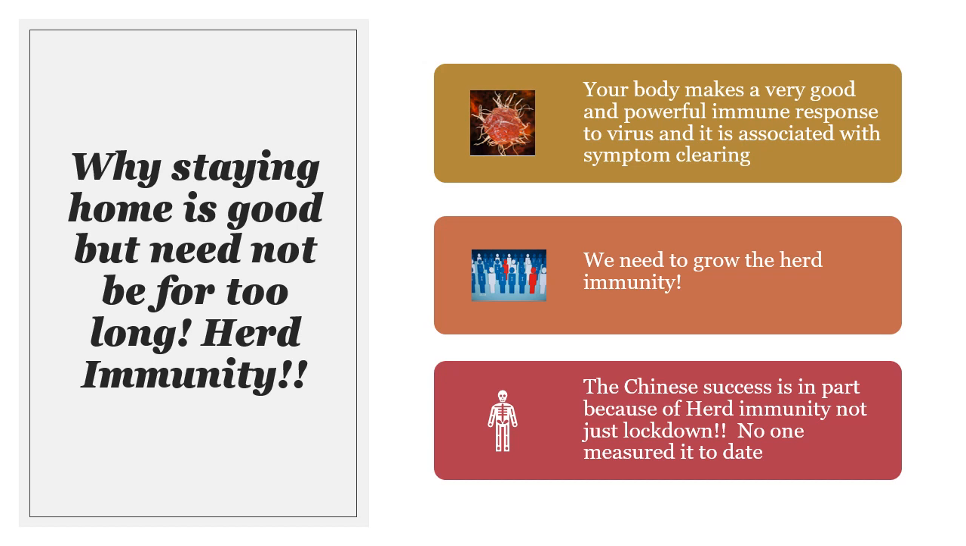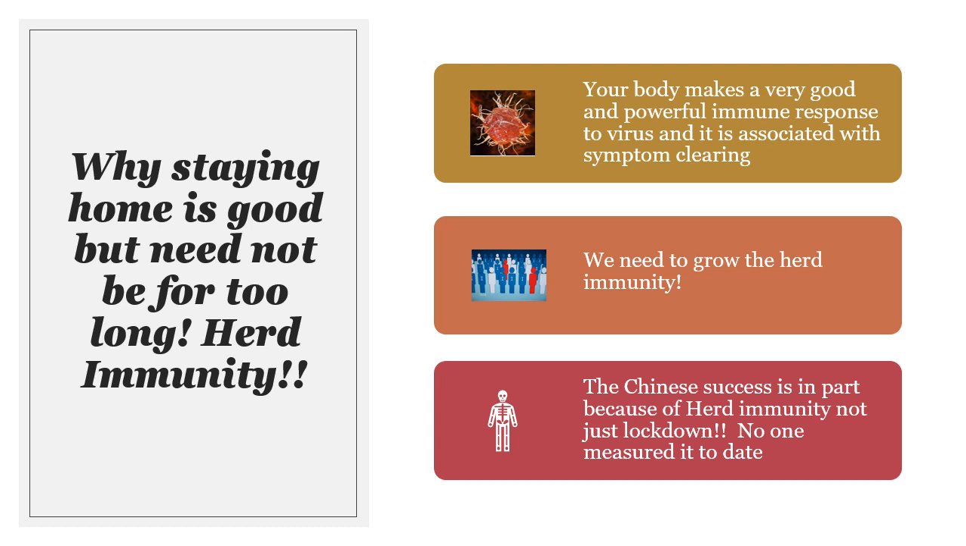In fact, it is my personal opinion, an expert opinion, that the Chinese success in warding off this virus is in part because of the herd immunity they developed, not just from the lockdown. Remember when they let no one in? During that time, masses of people were getting infected and they were recovering. So no one has measured the population that has the antibodies. Even in the US states and communities, we do not know the ratio of those who have been exposed and who now have the immunity.